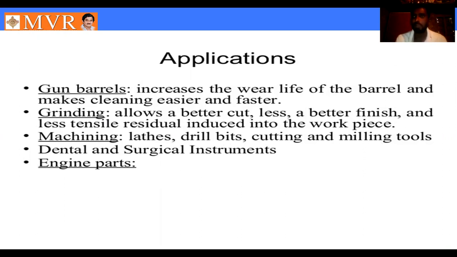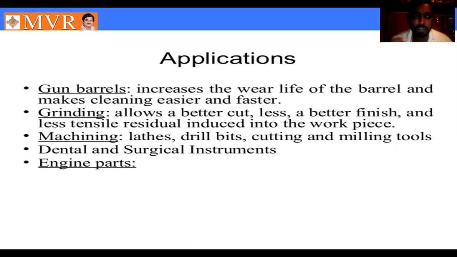Next is engine parts. For manufacturing some engine parts also you can use this cryogenic heat treatment procedure. It is also one of the heat treatment procedures. By using it we want to change the properties and structure, and after that the material is used for some manufacturing purposes.